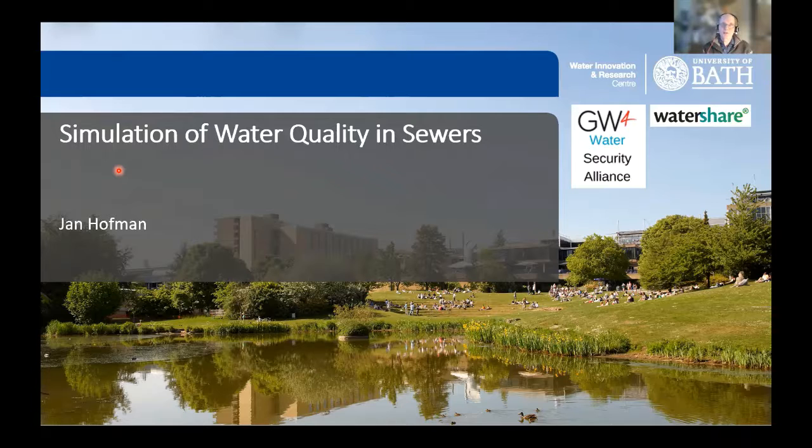Part of the work I'm showing here today is also conducted based on some tools and some collaborations we have within the water share community, where also Exeter is a partner in, I believe. Of course this is done within the framework of the GW4 Water Security Alliance.